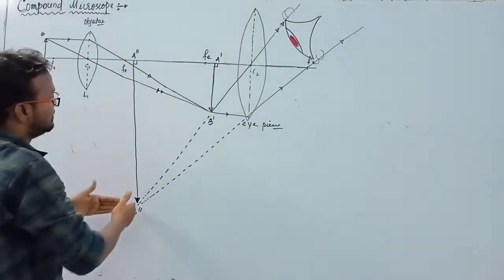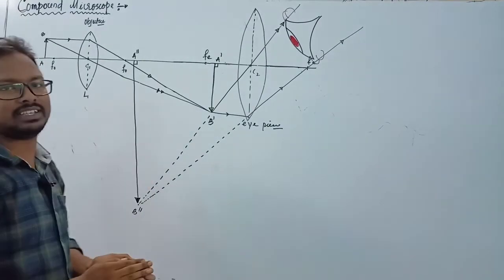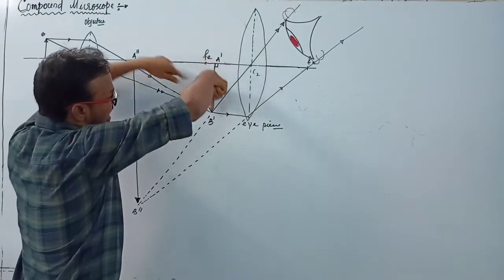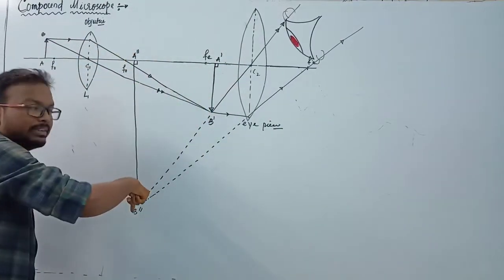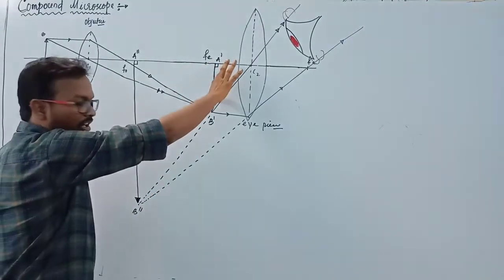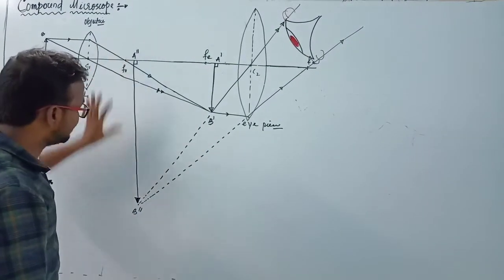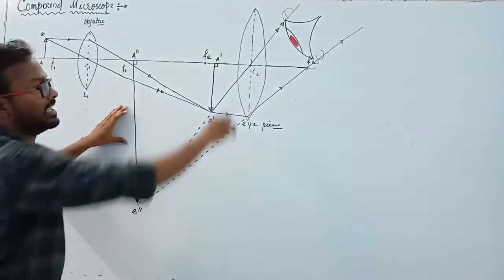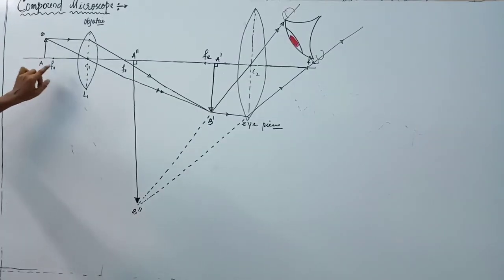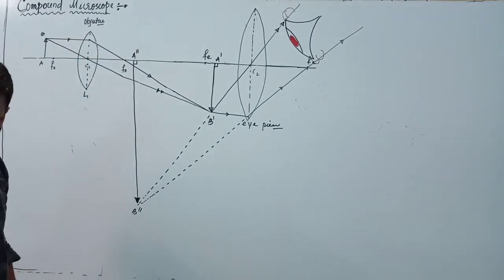So we get a final image, that is A double dash and B double dash, which is virtual, magnified and erect, because this side is the object and this side also the image. So this is an erect image, magnified as compared to the object, and virtual. This is the final image formed. So A double dash B double dash is the final image formed by the eyepiece, due to the object AB which is situated beyond the focus point of the objective lens. Clear?